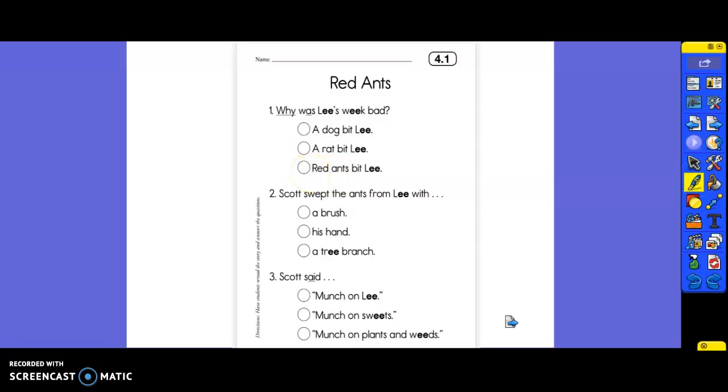We're going to bubble in our answer choice. And remember, you want to stay in that circle the best you can. Just like that. Okay, very good. Let's move on to number two.